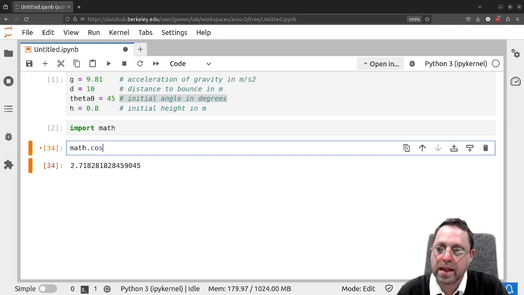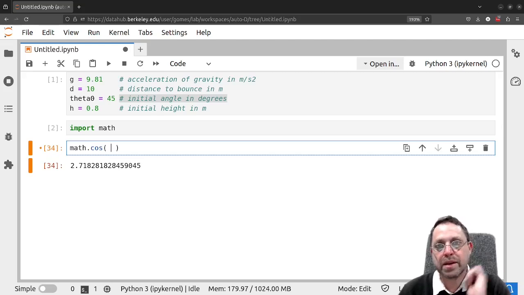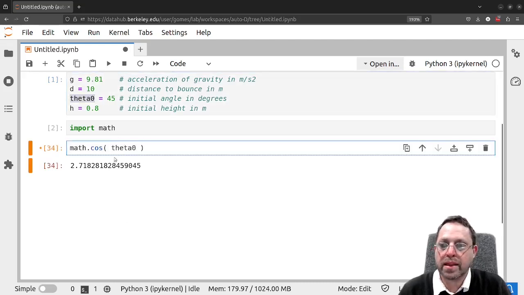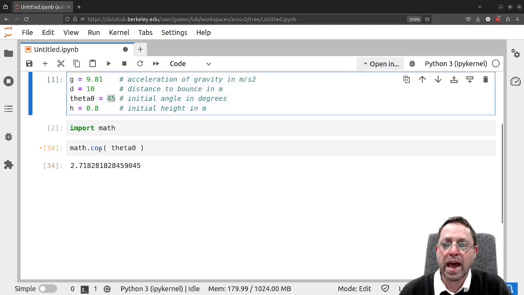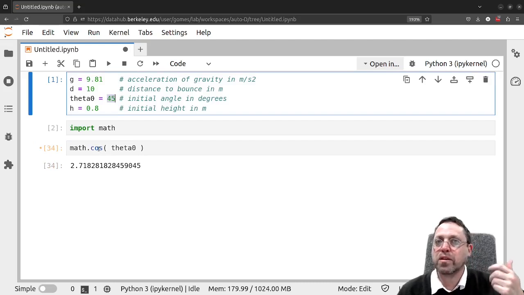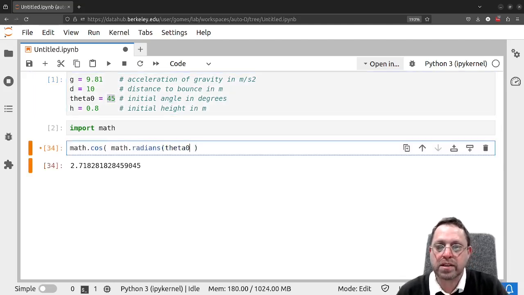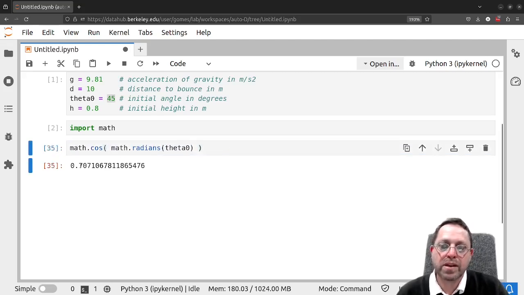Let's see, the cosine, that's a function. So we have to open close parentheses, and we're going to pass the argument of that cosine in through the parenthesis. So we're going to need the cosine of theta. So that would be cosine theta naught. However, this is in degrees, 45 degrees, and these trigonometric functions require that you pass in the argument in radians. So we need to translate theta naught into radians, and we do that with the math.radians function. Okay, so now we have theta naught in radians, and we get the cosine at 0.707 as expected, square root of 2 over 2.